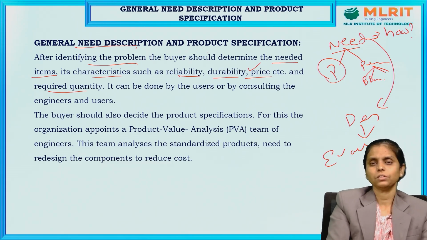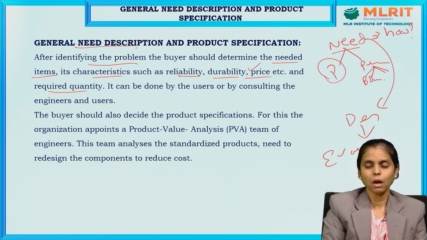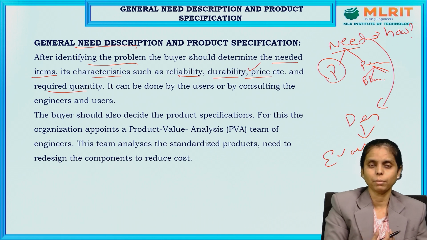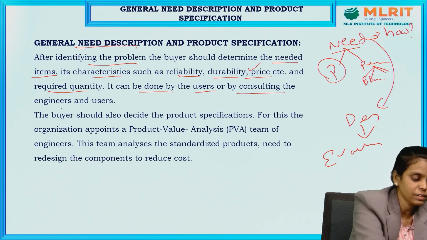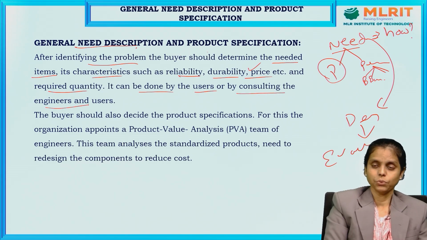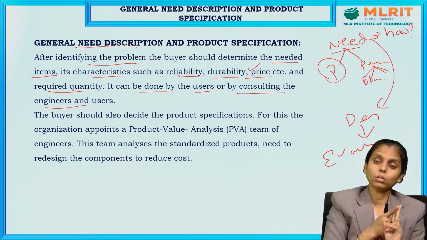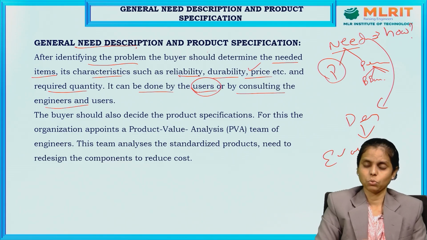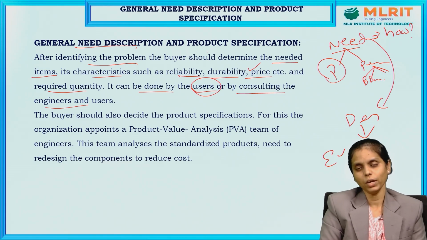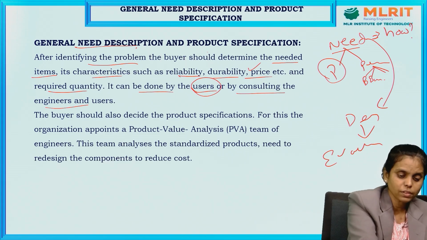In organizations, there are different types of quantities that we will buy. Now at present, what is the need, how many units do we require, that will be decided here. It can be done by the users and by consulting the engineering and users. How do we decide the specifications of the need and at the same time how much quantity is required? This generally will be done by the users of that product. Whoever the users of that product are, those people will take a decision on what is needed, what is the product that they need.